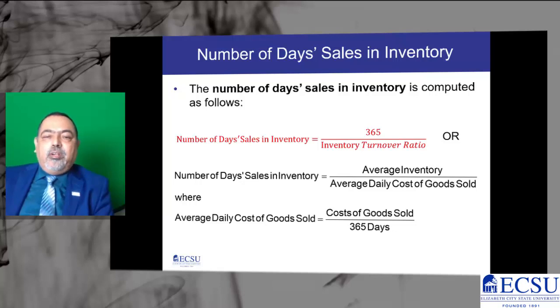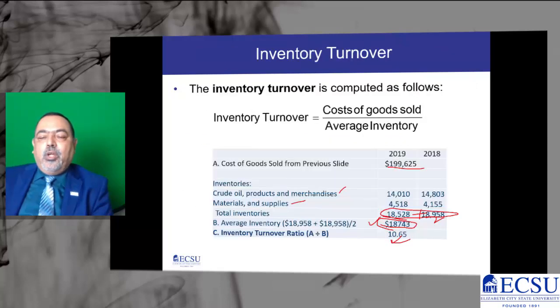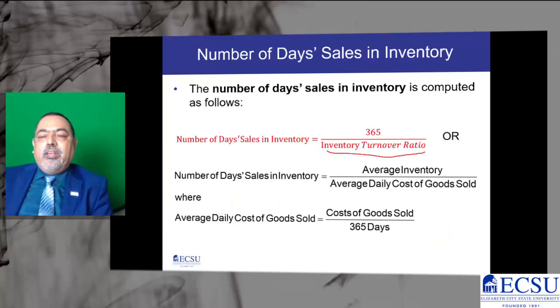Again, similarly, the number of days sales in inventory is computed using two alternative formulas. Now, as I said to you, if you are already calculating the inventory turnover ratio, we have done that, 10.65, I can use that and calculate how many days does it take to roll the inventory. But if you are not doing that, if you want to start from scratch, then you can do the average inventory. We already know average daily cost of goods sold, of course, will be cost of goods sold divided by the number of days in the year. So that will be 365.